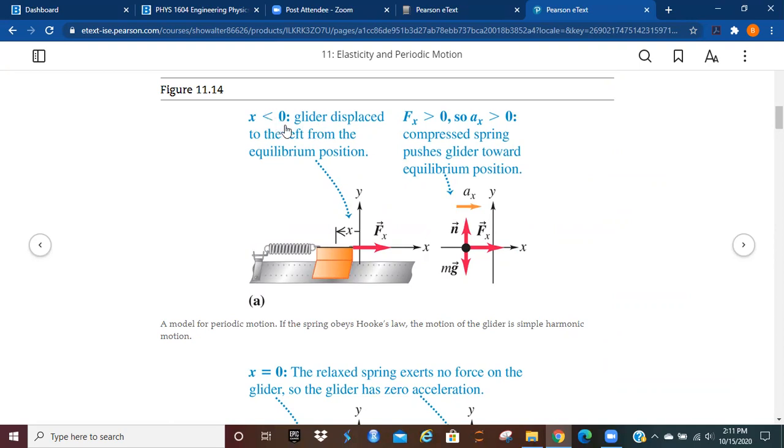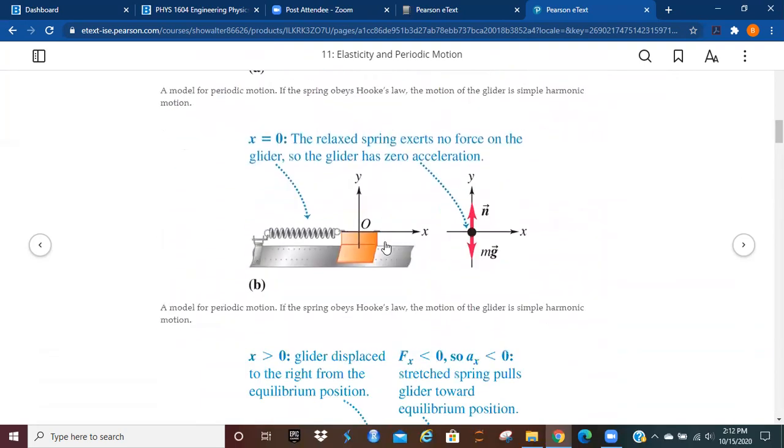So when x was less than 0, you can see here that the glider is displaced to the left of the origin. You can also see that the spring here is compressed. Since the force here from the spring is trying to push it this way, F of x is going to be greater than 0, and therefore the acceleration is going to be greater than 0. That's why the free body diagram at that point looks the way it does.